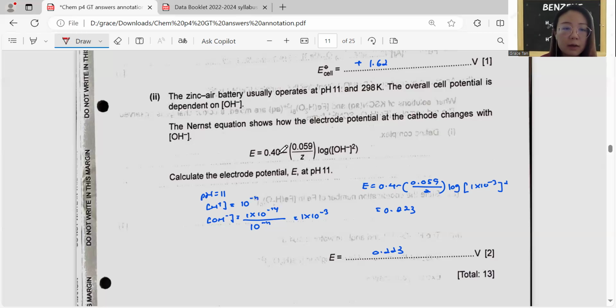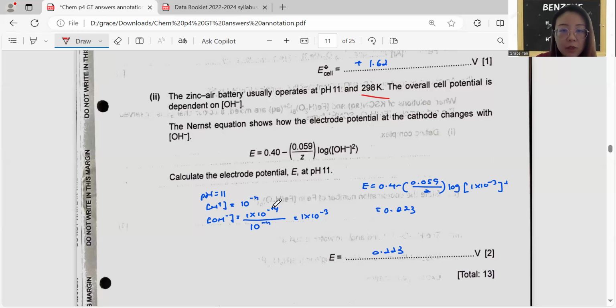Calculate the electrode potential. First, given pH is 11, I find the concentration of H plus. So H plus is 10 to the power of negative 11. That's the concentration. Then I need to find the concentration of hydroxide. Hydroxide is Kw divided by H plus. Kw is 1 times 10 to the power negative 14 at 298. Therefore, the hydroxide concentration at 298 is 1 times 10 to the power negative 3.